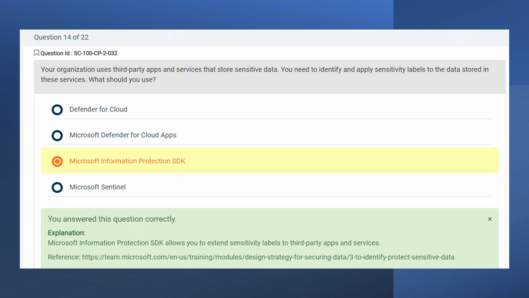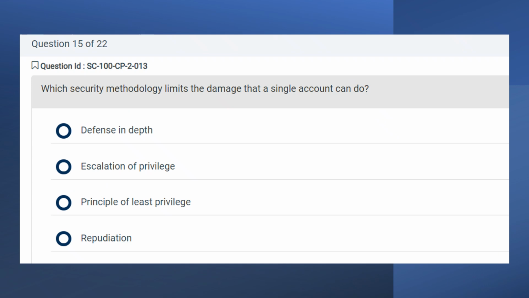And the correct answer is Microsoft Information Protection SDK. The Microsoft Information Protection SDK allows you to extend sensitivity labels to third-party apps and services. Question 15.